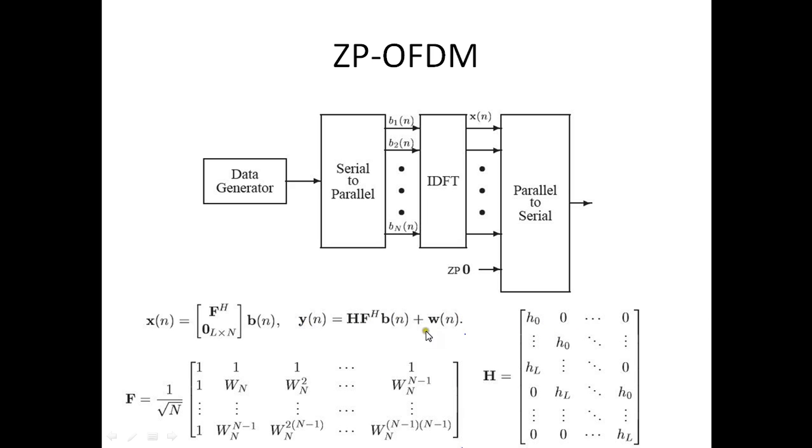Here in the receiver part, we remove the data from the received vector corresponding to the zero padded length. So we get this kind of formulation where H itself has zeros padded to it, and hence the size of vector y will be the same as the size of vector b.